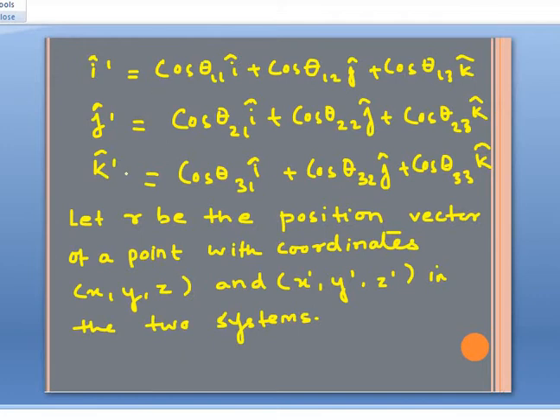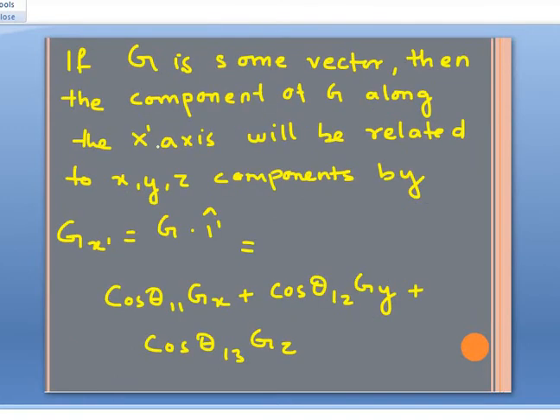Similar is the case with j prime and k prime. Let r be the position vector of a point with coordinates x, y, z and x prime, y prime, z prime in the two systems. Now what do we do? If G is some vector, then the component of G along the x prime axis will be related to the x, y, z components by Gx prime equals G dot i prime.